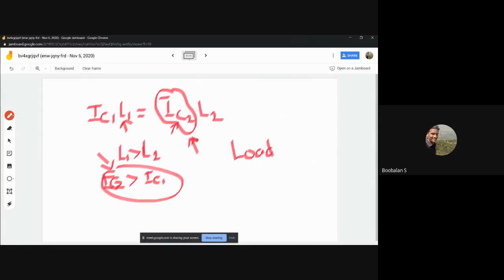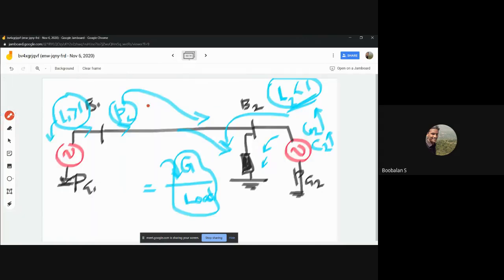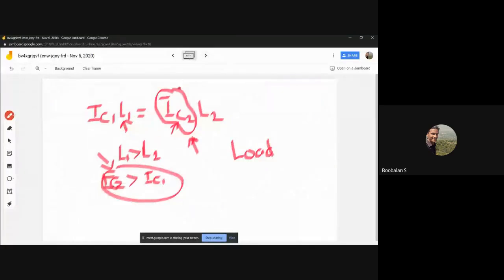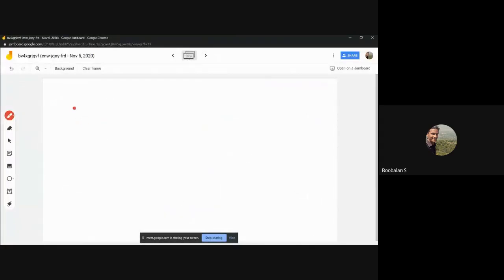So one more small identification we need to make over here, right? Got the idea. Now with this information, we're going to go one step further. Just note it down: at the economic dispatch condition, for economic operation.